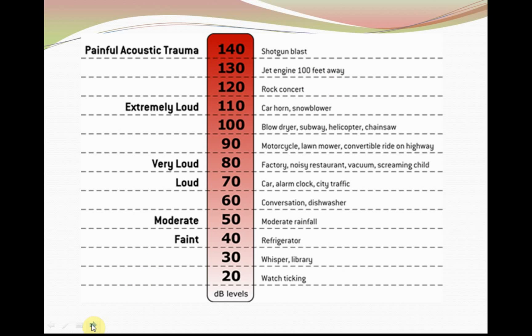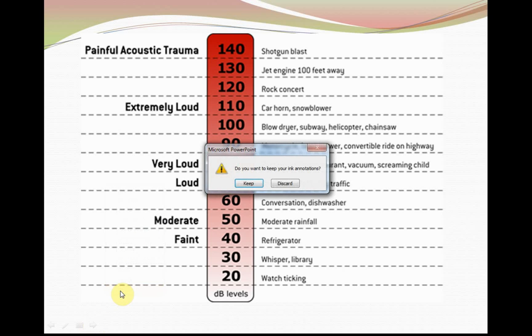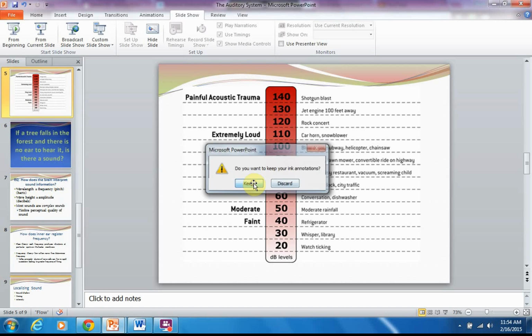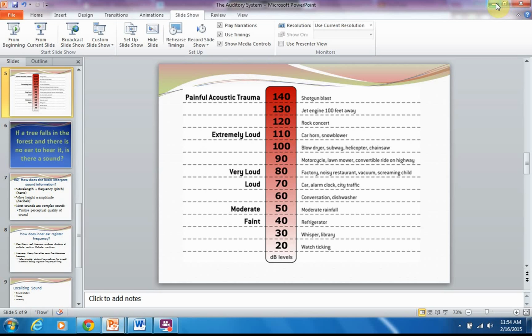All right, so hopefully you were able to fill out your labeling sheet, and tomorrow in class we will start with a little Kahoot on the ear parts and their functions, so be ready for that, and then we'll move on from there.